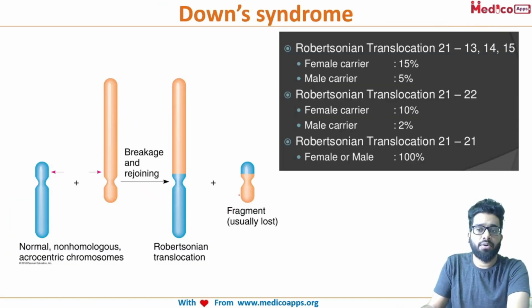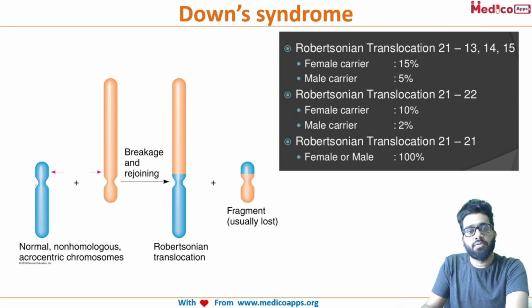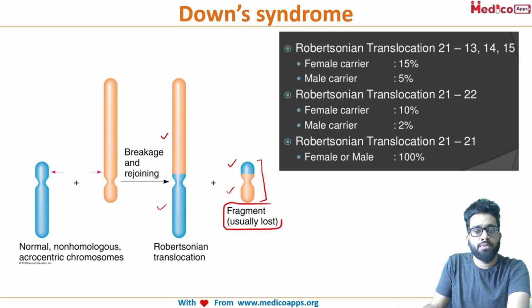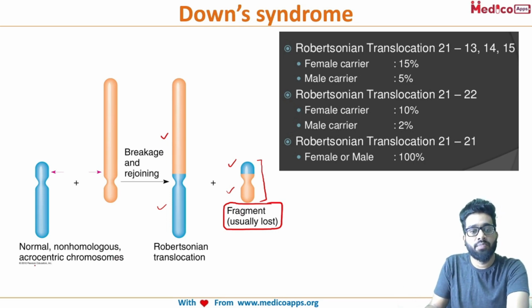So what is Robertsonian translocation? For example, this is an acrocentric chromosome, and there is a translocation here. Both the long arms of different chromosomes have joined. The short arms, which are joined together, form a very small chromosome, and this fragment is usually lost. So there is overall a loss of one chromosome here. This is what Robertsonian translocation means: an exchange of the long arms and short arms amongst the acrocentric chromosomes.